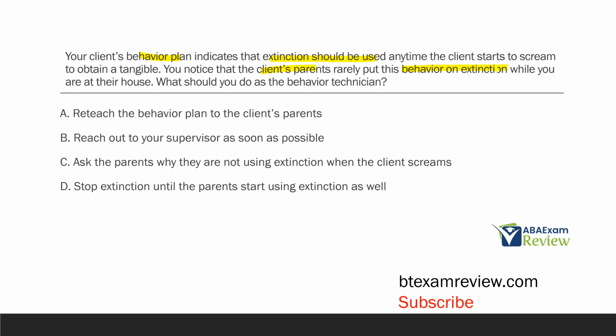And in ABA, we collaborate. It's a team effort. We need the parents' involvement to get the best results. Two, if you're using extinction and they're not, they're actually hurting your intervention. They can possibly be making the behavior worse. So this is obviously an issue. As the behavior technician, you see this. What do you do? What is your role here?